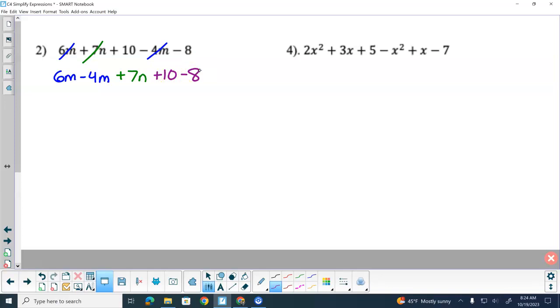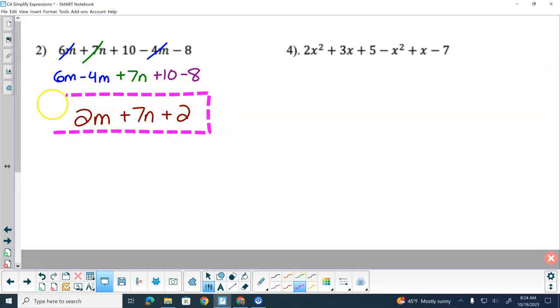Okay? 6 pens, I take 4 of them away. That's going to leave me with 2 pens. Nothing combines with the 7n. 10 books, and I take 8 of them away. That's going to leave me with positive 2 there. Again, as long as the coefficients are the same, if you wrote 2m plus 2 plus 7n, that's fine. 7n plus 2m plus 2, that's fine.